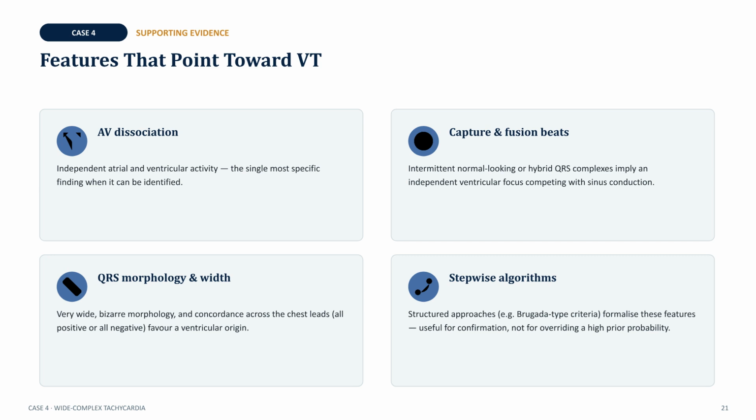Look for AV dissociation, capture beats, or fusion beats to support a diagnosis of VT. While algorithms exist to aid in rhythm identification, they should never be used to override a high clinical suspicion of VT based on the patient's history.